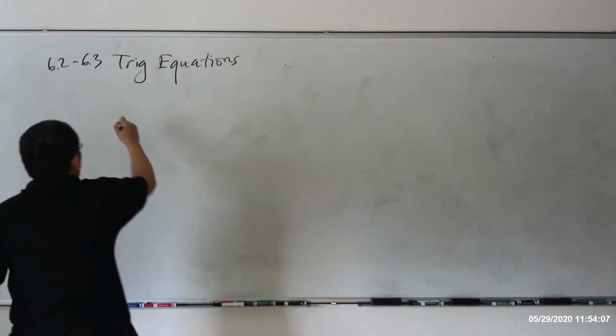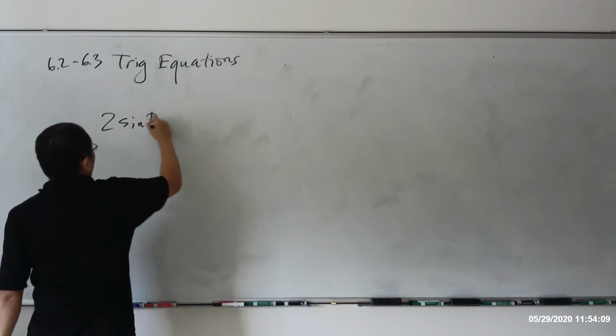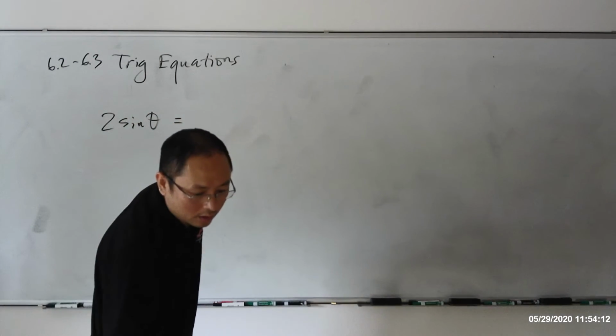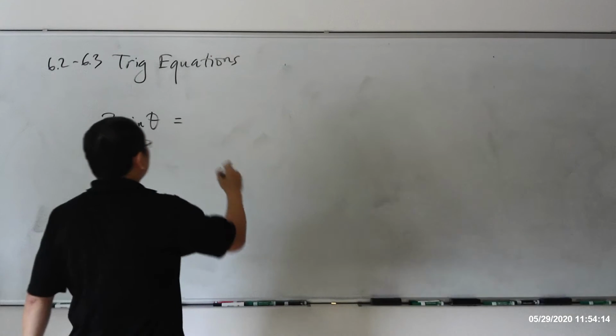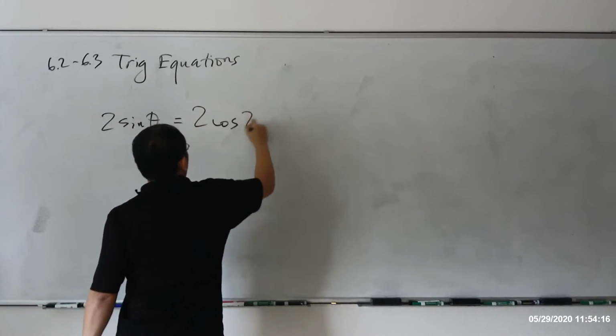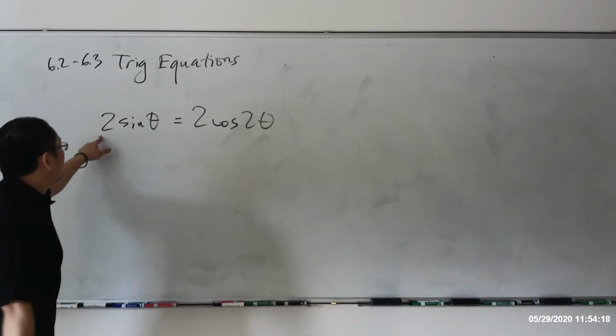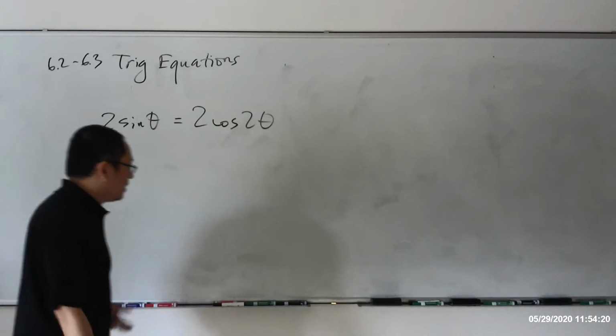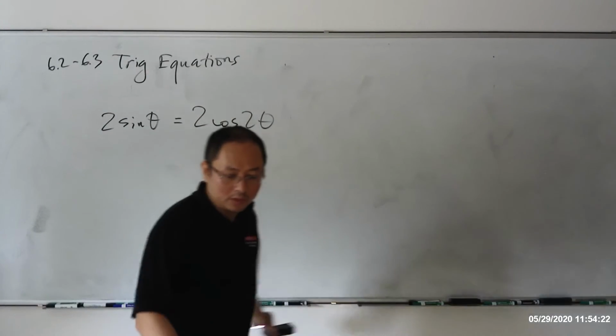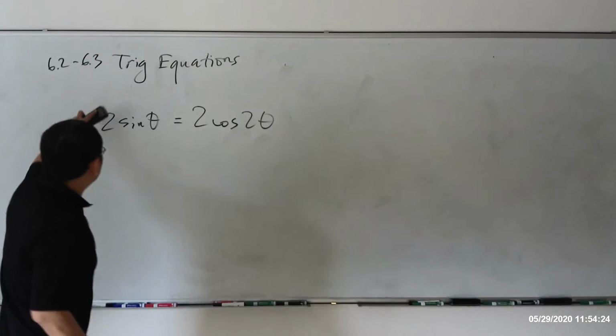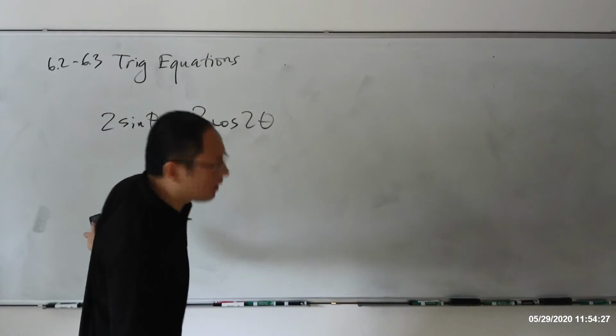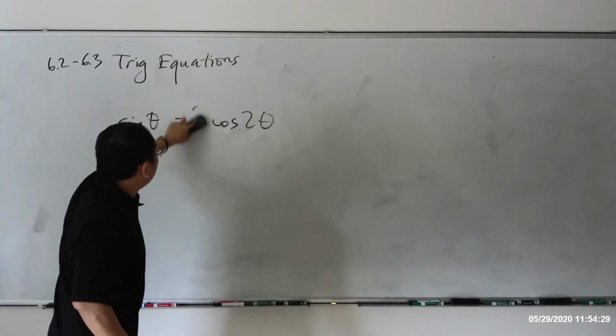I think it's 2 sine theta equal to 2 cosine 2 theta. So obviously I see a 2 here, I see a 2 there, I can cancel out right away. So what is the point of putting a 2 here? I have no idea. Let me make sure that I copy it right. Yeah, I don't even need the 2 here.